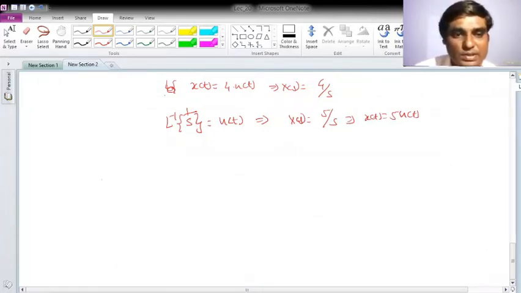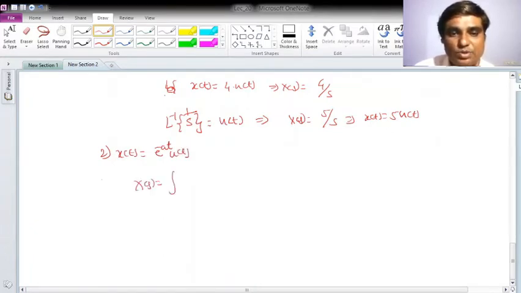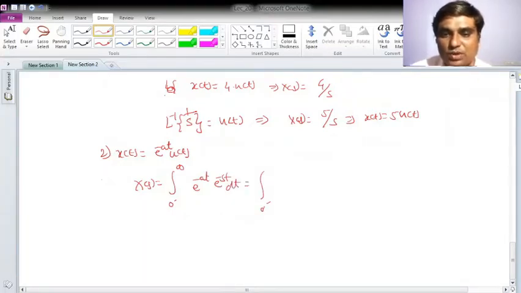Next example: what if x of t is e raised to minus at into u of t? In this case, let me directly write the Laplace transform. Since u of t, the integral goes from 0 negative to infinity of e raised to minus at, e raised to minus st dt, which is e raised to minus s plus a into t dt.